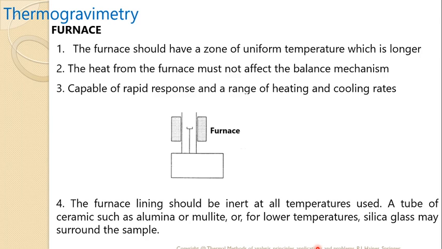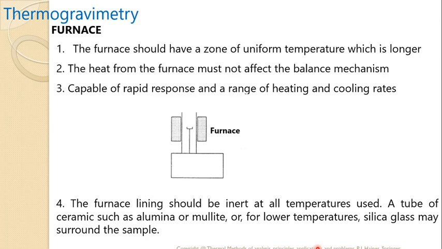The first one, the furnace should have a zone of uniform temperature, which is obviously longer than the sample and sample holder. This is because whenever we place the sample, it experiences a uniform temperature, and hence the response to the particular temperature by means of a thermocouple is uniform. For that purpose, the furnace should have a zone of uniform temperature, which is achieved by the longer length of the furnace with respect to the sample holder.